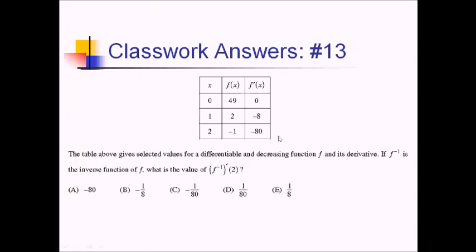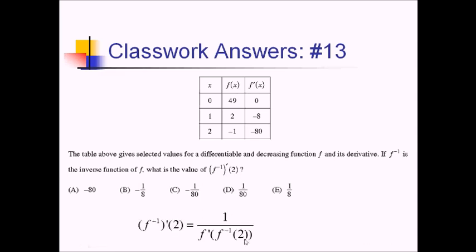On this problem, we're given a table of values for f and its derivative at various x values. Based off of this, we want to know the derivative of f inverse at 2. Since I'm taking the derivative of an inverse, I need my inverse derivative formula. So this is going to be 1 over f prime of f inverse of 2.